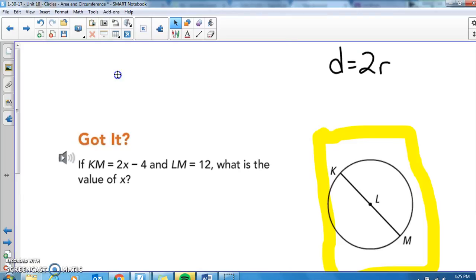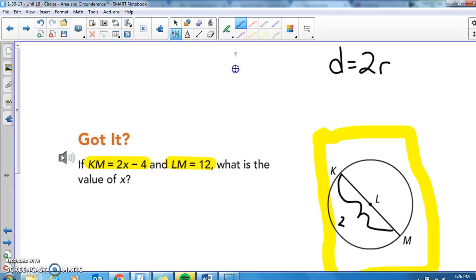All right, so what I want us to do here is let's take a look at this particular problem. So if you will copy, actually I don't want you to mark through it. If you will please copy that part, and if you'll copy that part please. All right, we know from K to M, this distance right here, that distance is 2x minus 4. We know the distance from L to M is 12.